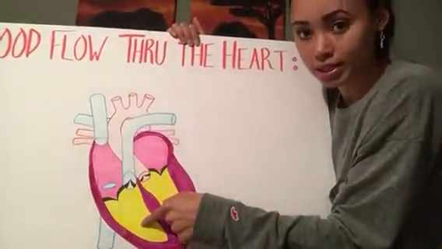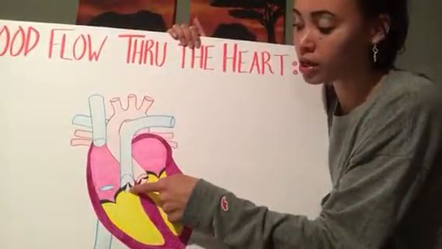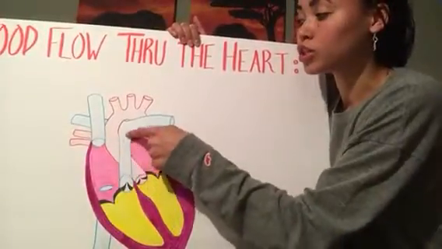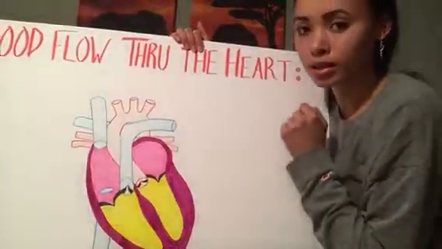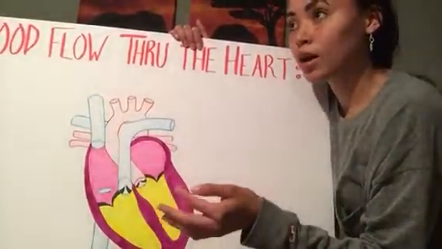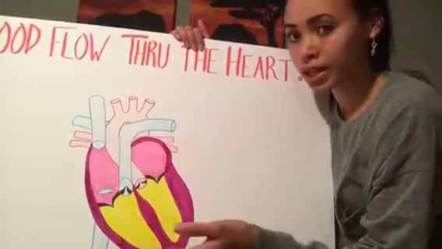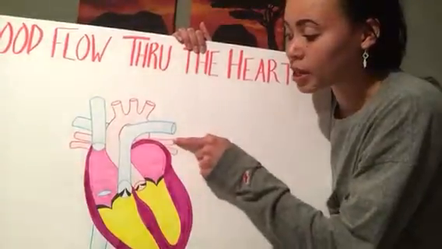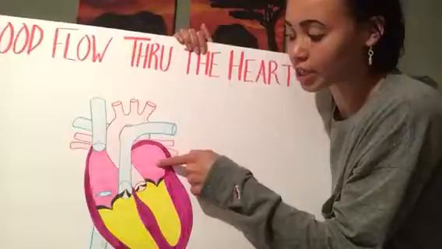At this point, blood is still deoxygenated, so it's going to pass through the pulmonary semilunar valves into the pulmonary trunk, which splits into the pulmonary arteries, which take blood to the lungs. In the lungs, gas exchange occurs and blood is oxygenated once again. So, oxygenated blood comes in through the pulmonary veins into the left atrium.